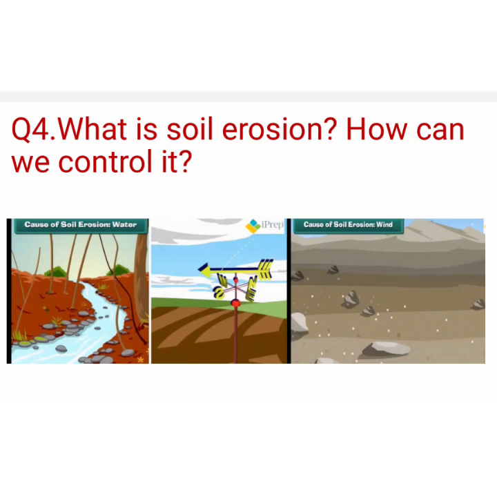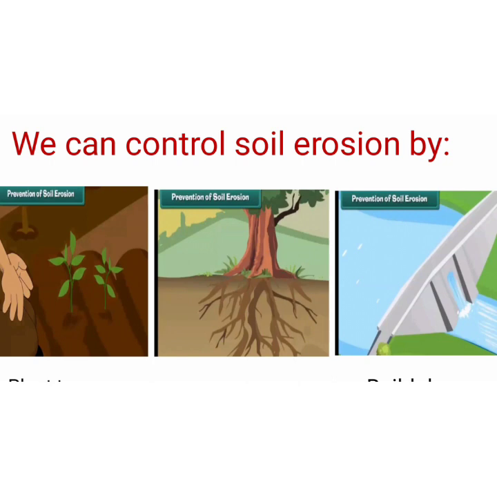Yes, children, when there is heavy rainfall, the water takes the soil along with it. And when there is strong wind, the soil also blows with the wind. Can you see in the picture here? The water and the strong wind. So children, soil erosion is not good for the plants.